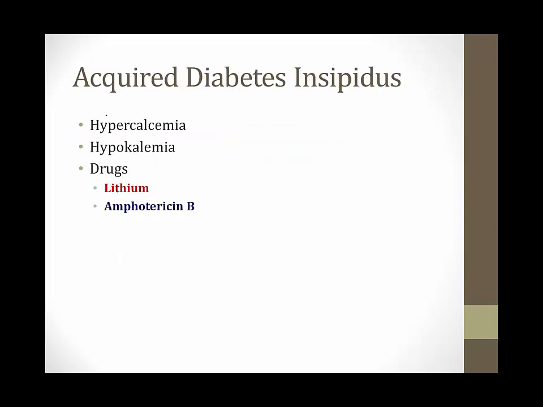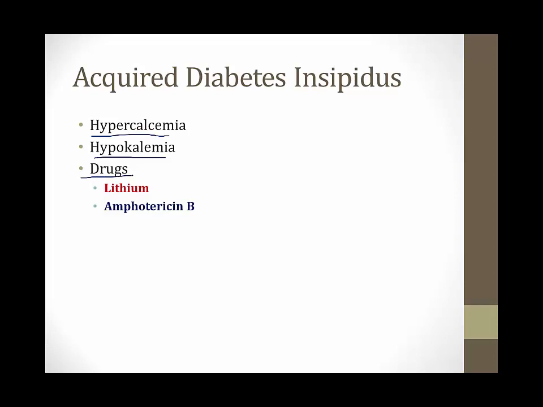In certain electrolyte disorders, nephrogenic diabetes can occur. When patients have hypercalcemia or hypokalemia, the kidneys can become poorly responsive to ADH, and that can lead to diabetes insipidus. In addition, there are a number of drugs that are associated with nephrogenic diabetes insipidus.